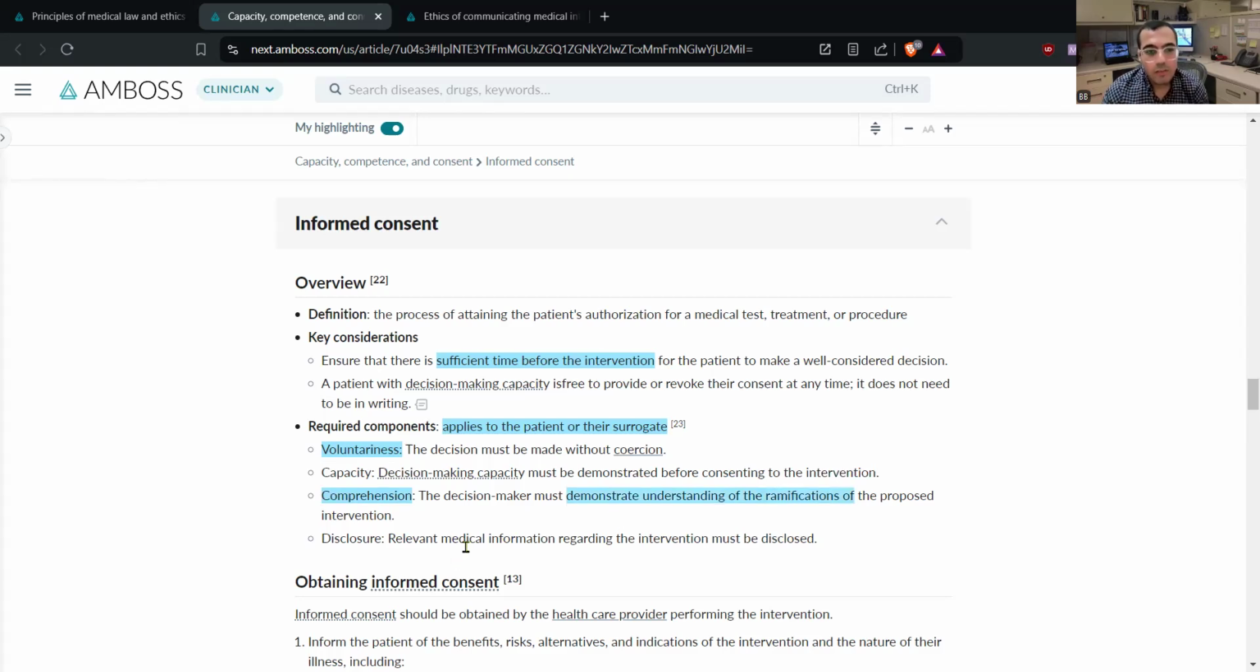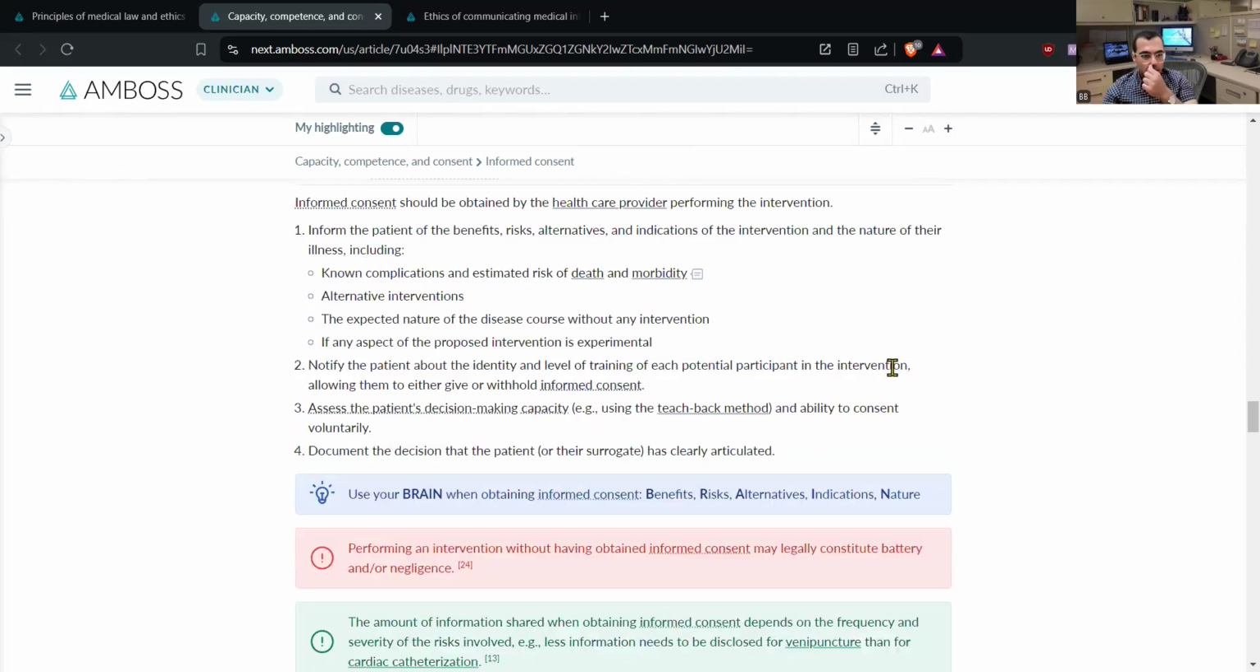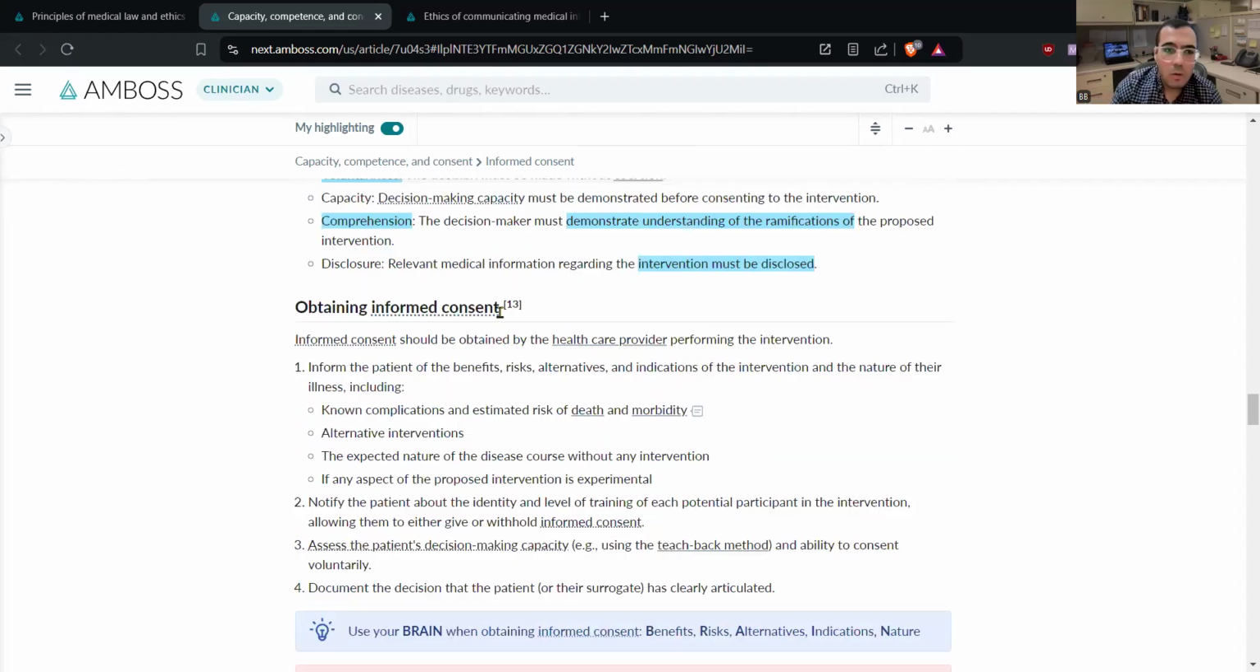And disclosure: relevant medical information regarding interventions must be disclosed. I need to tell him every single detail about the procedure. Okay, how should I obtain it? Obtaining informed consent. Informed consent should be obtained by healthcare providers like us, as physicians.